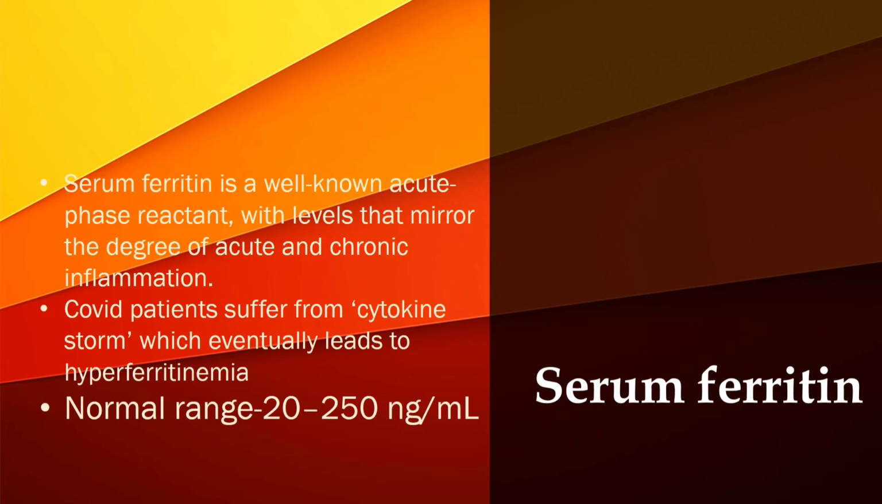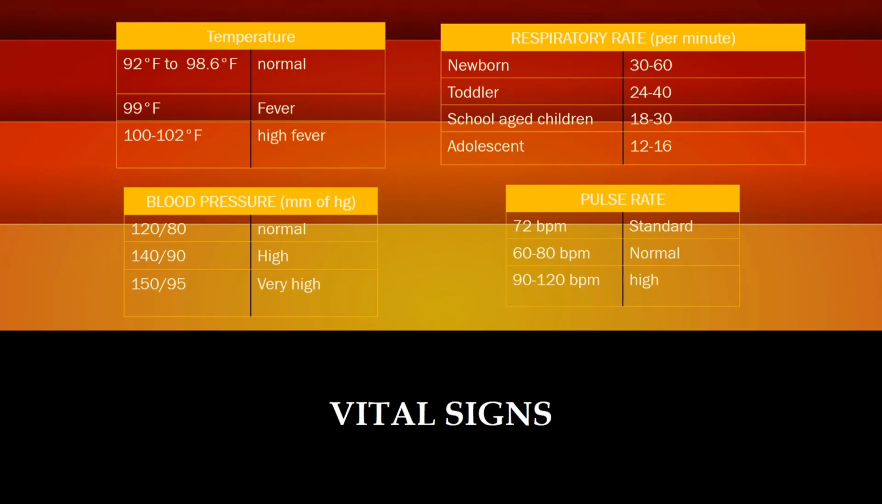Next is vital signs. Temperature of 98.6 degrees Fahrenheit is considered to be normal. 99 is a fever and 100 to 102 is high fever. So the respiratory rate in case of newborn is 30 to 60, toddler 24 to 40, school-age children 18 to 30, adolescents 12 to 60. So the blood pressure 120/80 is normal, 140/90 is high, 150/95 is very high. So pulse rate 72 beats per minute is standard, 60 to 80 beats per minute is normal, 90 to 120 beats per minute is high.